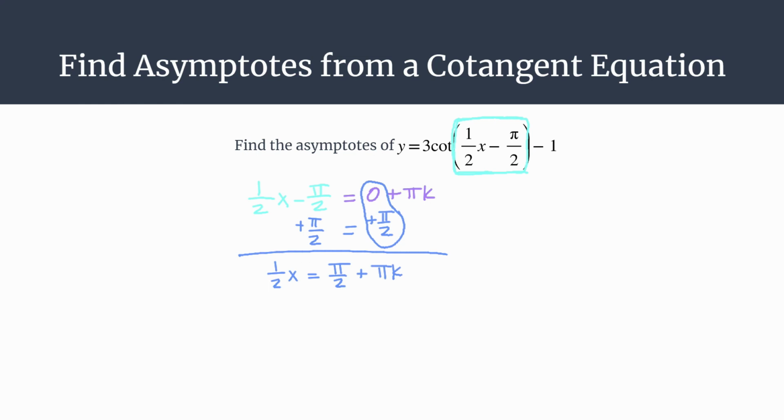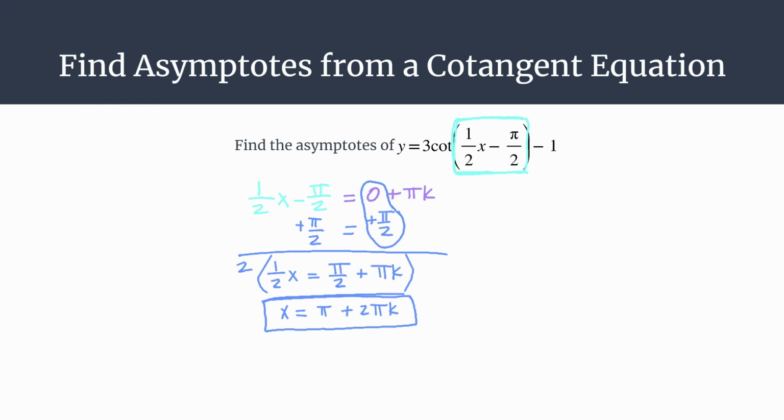From here, all we need to do now is isolate the x. So divide both sides by 1/2, or an even easier way to think of that is to multiply everything by 2. So on the left side, 2 times 1/2, of course, goes to 1. So we're left with just that x. 2 times pi over 2 is just pi. And 2 times pi k is 2 pi k. So this right here is the equation for all the asymptotes of that graph.